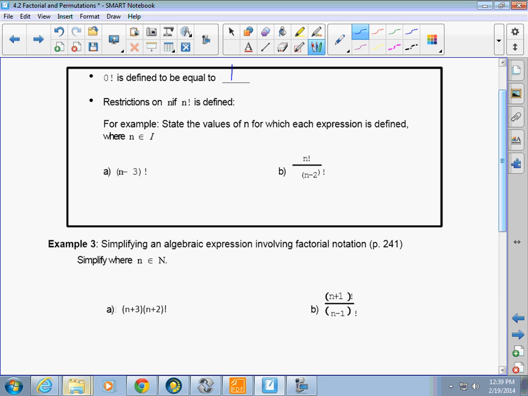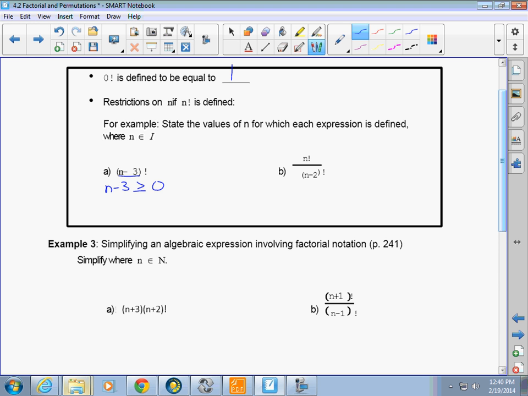It says, for example, state the values of n for which each expression is defined, where n is an element of integers. So if I look at this one, n minus 3, we're looking for the restrictions on this. So I take what's inside here, n minus 3, put it greater than or equal to 0 because my n can't be a negative number, or it can't equal a negative value, sorry.